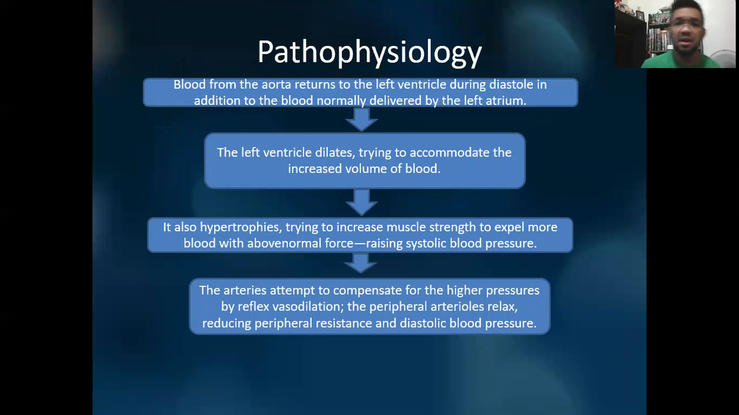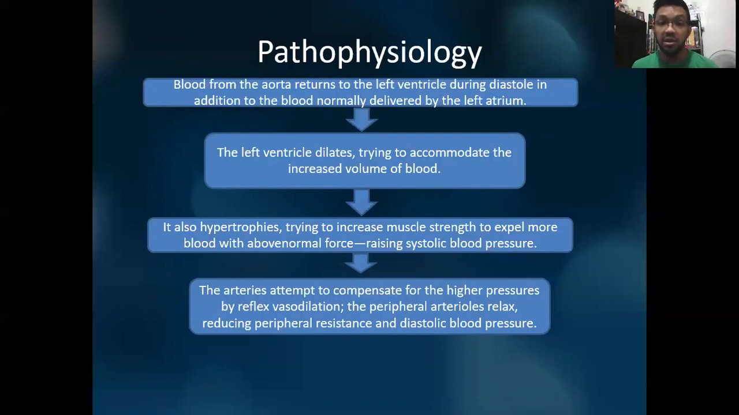Pathophysiology of this is blood from the aorta returns to the left ventricle during diastole, in addition to the blood that is normally delivered by the left atrium. So the left ventricle now dilates, which is trying to accommodate the increased volume of blood coming from the aorta. Again, it will hypertrophy, similar to that of aortic stenosis. It will try to increase muscle strength in order to expel more of that blood, which is above normal force, raising the systolic blood pressure.